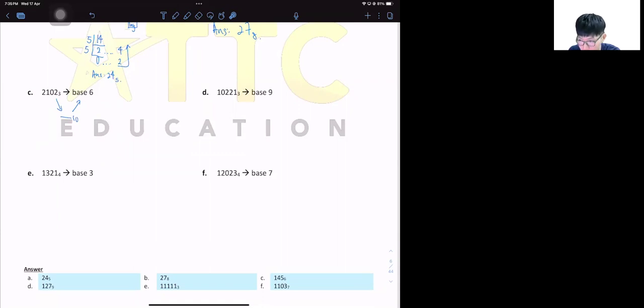Some you can change manually. I mean, some you can change using calculator, but some cannot. C, D, E, F. Yeah, you guys need to do everything manually. Too bad.